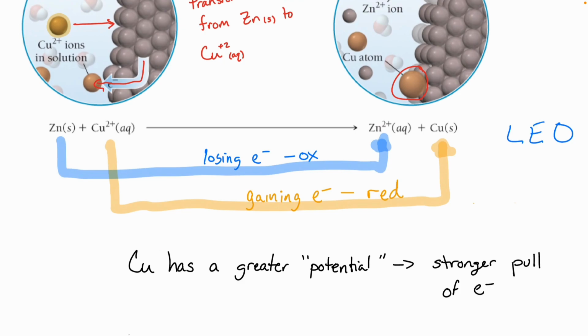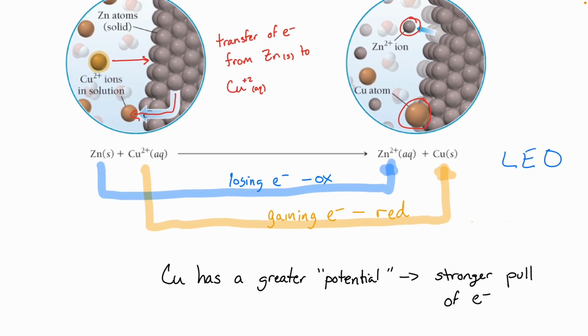Conceptually, I think it's not all that crazy to understand that when these two collide with one another, the one with the greater potential, the one with the greater pull of electrons, is going to be the one that wins that battle and gets those electrons. So our copper ions collide with those solid zinc atoms, boom, and then the copper is able to take those electrons.